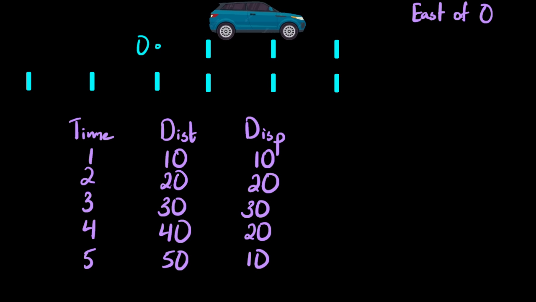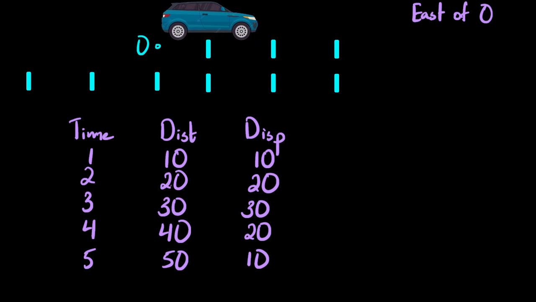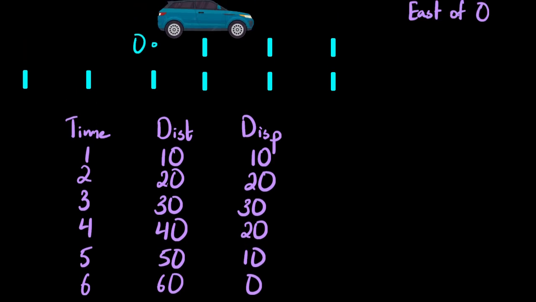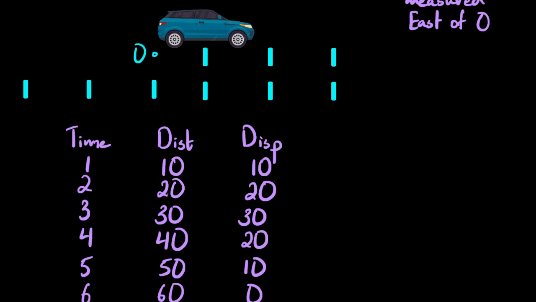And now you can probably guess that if I bring this further back till this position, it has traveled another 10. So the distance increases by 10 again, makes it a total of 60. And now the displacement is 0 because it was measured to the east of O, right? If it's already at O, then there is no distance to the right. It's basically back where it started from. So in this case, the displacement is 0, right? What if I take it further back?